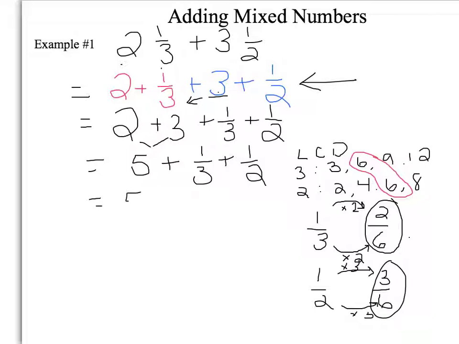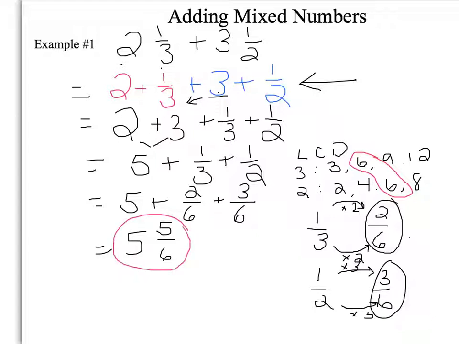Write out equals 5 plus, and then replace the 1/3 with 2/6 plus 3/6. And then we get to go with the easy part because it's super easy. Out of 6, the denominators are the same, so we just add the numerators. 2 plus 3 is 5. So our answer is 5 and 5/6. And then to make it easy for me, when I go back, I'm going to circle it to make the answer really obvious.